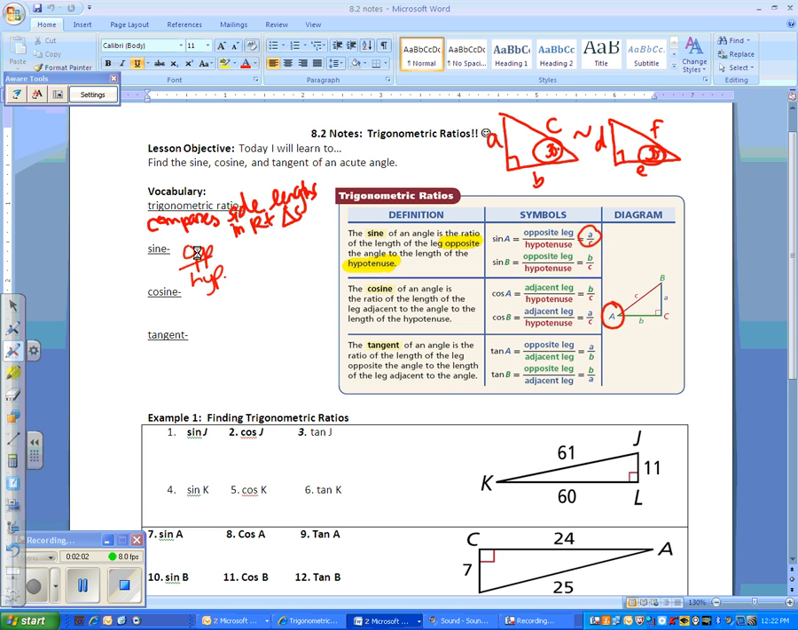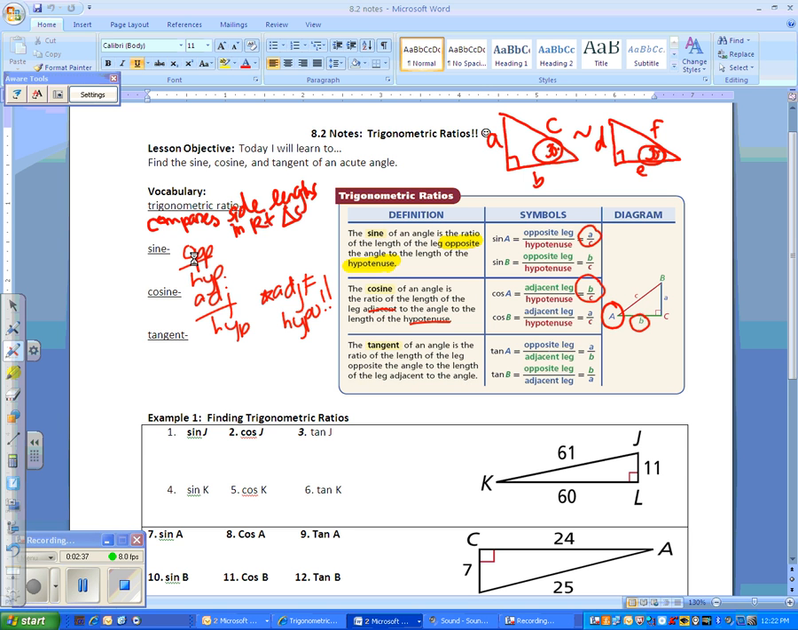Cosine, instead of comparing the opposite side to the hypotenuse, compares the adjacent side to the hypotenuse. Adjacent side means right next to but not touching. If I wanted to find the cosine of A, that's really saying what's the side length of the side adjacent, which means it's touching and it's a leg, so it can't be the hypotenuse, over the hypotenuse. So that's how they got B over C. I want you to write down that the adjacent cannot be the hypotenuse. They will be different numbers.